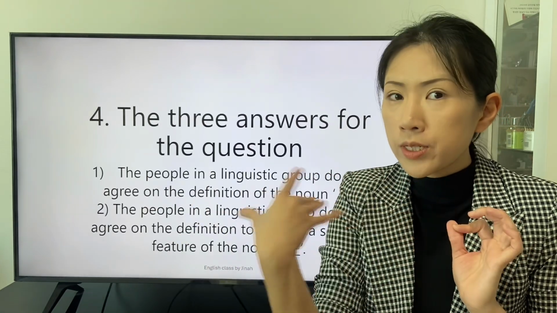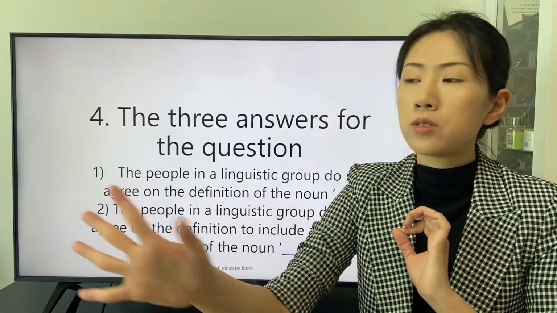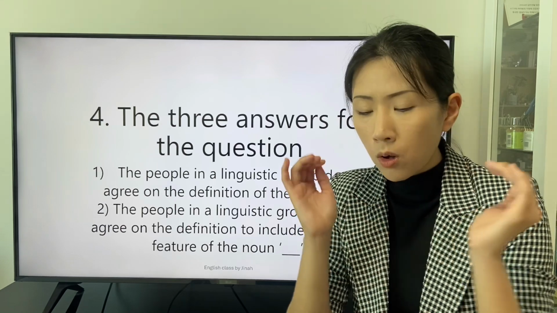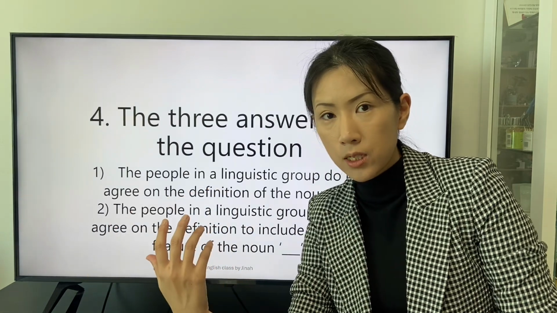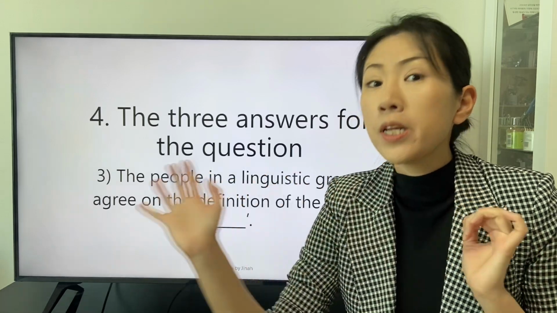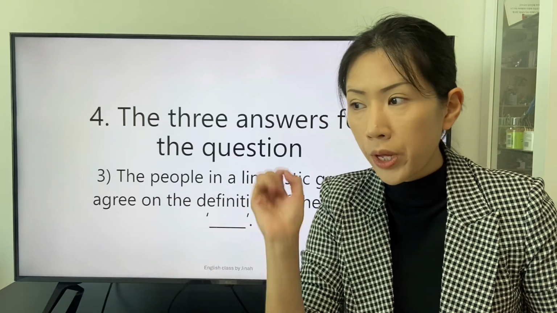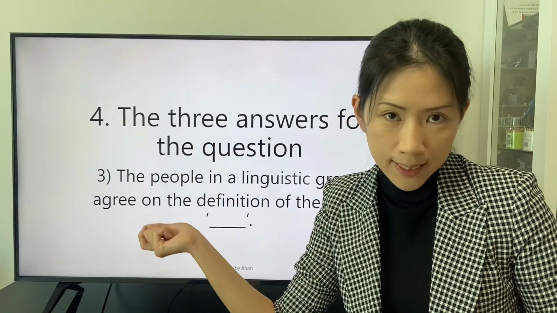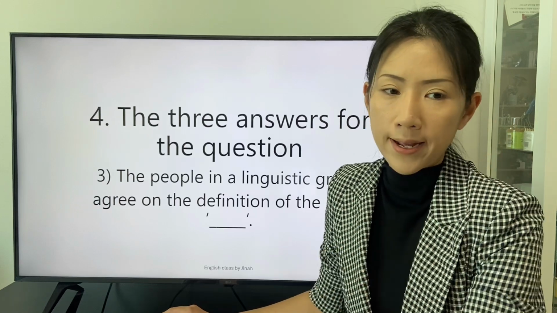The people in the linguistic group agree on the numerous answers to the first question, but only the correct answers are agreed to define the object. The third case is that the people in the linguistic group agree on what the object is with some definitions which are correct. So let's start to study from the first case.